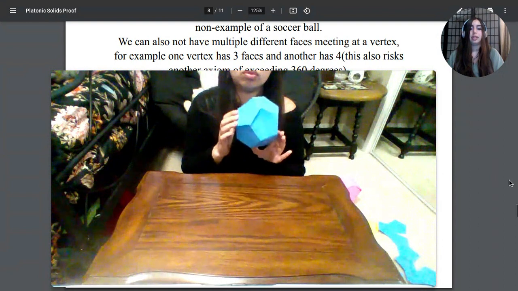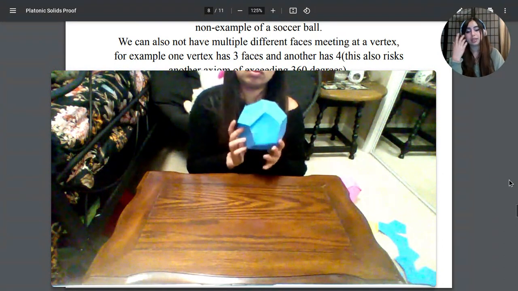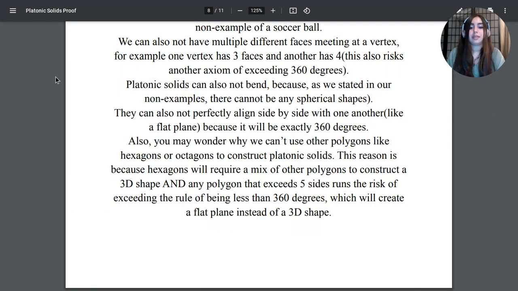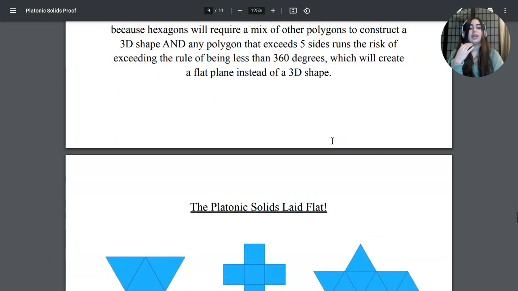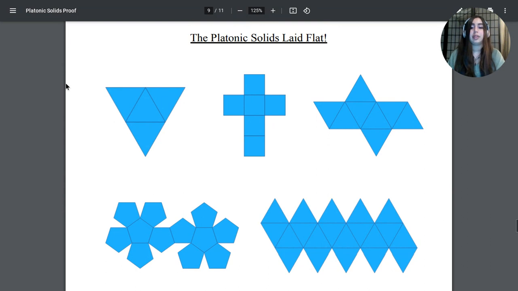It must be three because, as I stated, we can't exceed 360 degrees at each vertex. And that is the end of our video. So I wanted to show you also what the Platonic solids look like when they're laid out flat. You might have noticed from the video, I didn't show some of them, however, this is the tetrahedron, the cube, obviously, the octahedron, the dodecahedron, and the icosahedron.